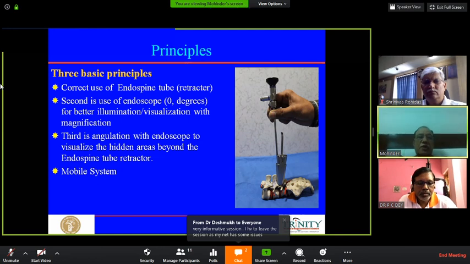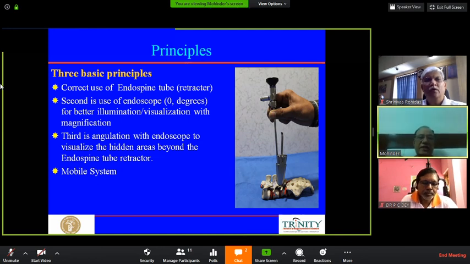So third is the angulation with the endoscope to visualize the hidden areas beyond the endospine tube retractors. So these are the advantages and principles of our endoscope or Destandau technique, and it is a mobile system. I mean, you can rotate it clockwise, anti-clockwise. You can move it cephalad, caudal, as Dr. Rohidas has shared, that you can address comfortably two levels through one skin entry port.